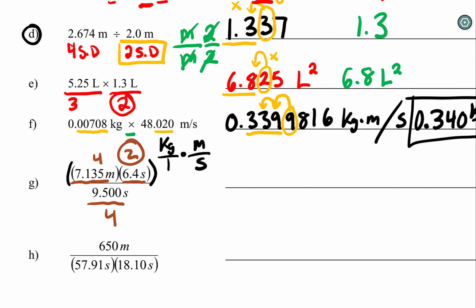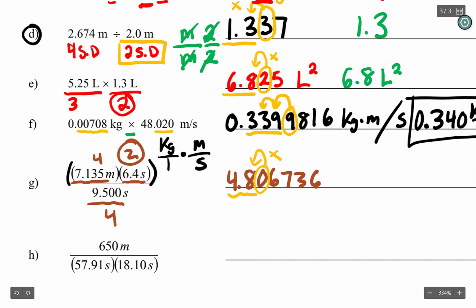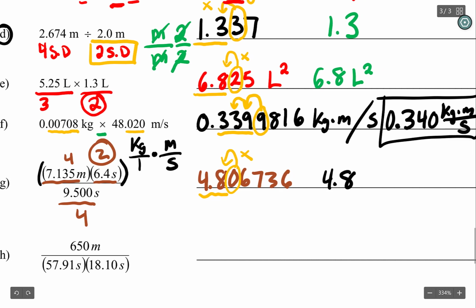When you punch G into your calculator, you're going to get 4.806736 and a few more numbers. I'm going to underline my 2 significant digits, which would be 4.8. Circle the number behind. This does not round up. This is simply going to be 4.8. Now, in terms of the units, the seconds on the bottom would cancel with seconds on top. Meters times nothing else would simply be meters, and this is 4.8 meters.